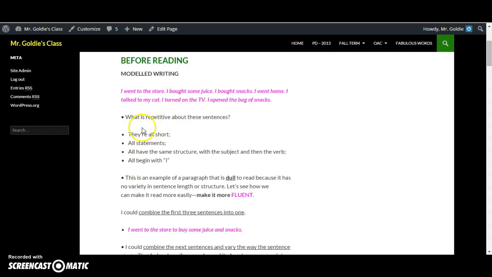Repetitive. Meaning they're all short. Yep. They're all statements. All have the same structure, with the subject first and then the verb. I went. I bought. I bought. I went. I talked. I turned. I opened. Subject, then verb. And all these sentences begin with the word I. This is what is repetitive about these sentences.